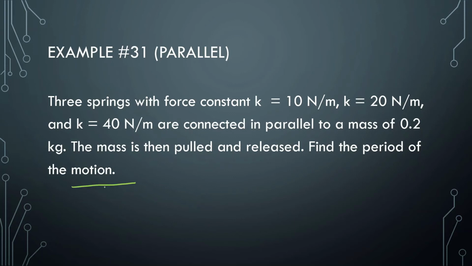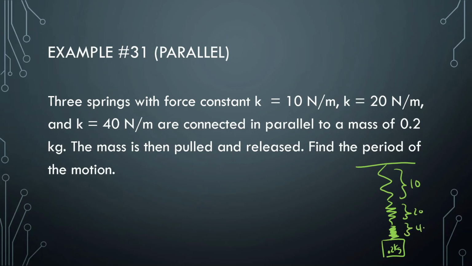Okay, so what we have is 3 different springs. Actually, let me try to draw it a little bit better. I'll draw it to the right here. So we have this 10 Newton per meter, so it's very loose like this. And then we have this 20 Newton per meter, which is a bit more stiff. And then this 40 Newton per meter, which is very stiff. Okay? And all of these are carrying this 0.2 kilogram object. So again, what we're going to do is try to find what the total K is with all of these combined.